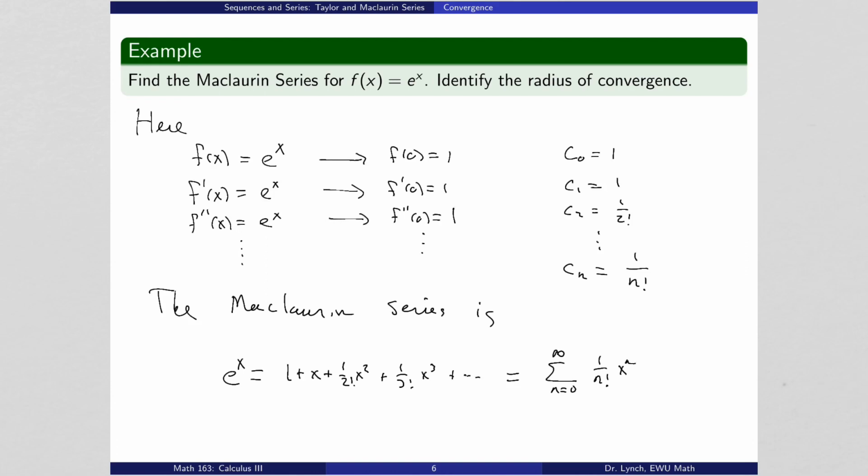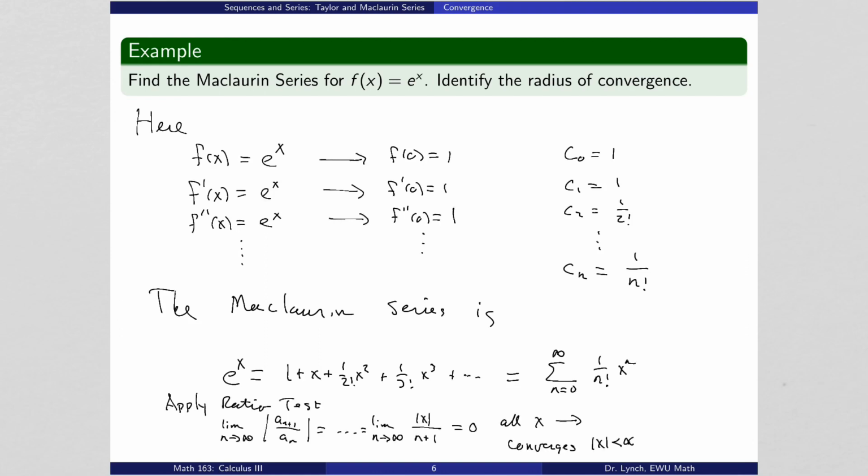We can find the radius of convergence using the ratio test. So I'll leave that ratio test to you. We've actually done this one before, in a previous video. Have a look at the limit as n goes to infinity of the absolute value of a sub n plus 1 over a sub n. You end up with the limit as n goes to infinity of the absolute value of x divided by n plus 1, which is 0 for all x. So we say that the radius of convergence here is infinity. It converges for all values of x.